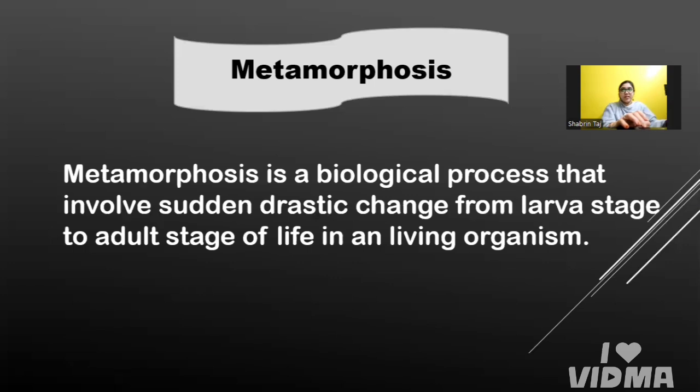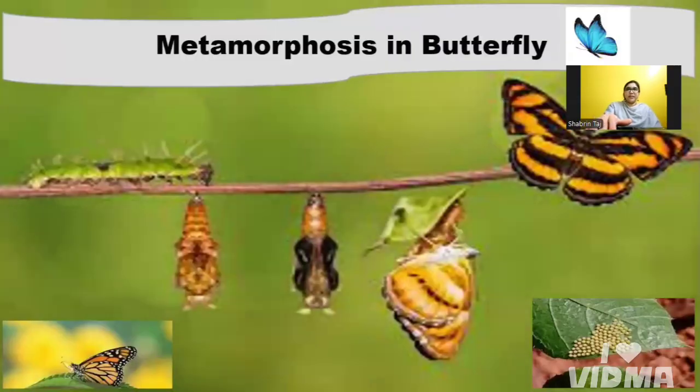So now, can you define what is metamorphosis? Metamorphosis is a biological process that involves sudden change. Yesterday you saw the froglet phase and today you are seeing the adult one. You never expected such a sudden change in a living organism. Metamorphosis is a biological process that involves sudden change from a larval stage to the adult stage of life in a living organism. So let us see metamorphosis in butterfly.